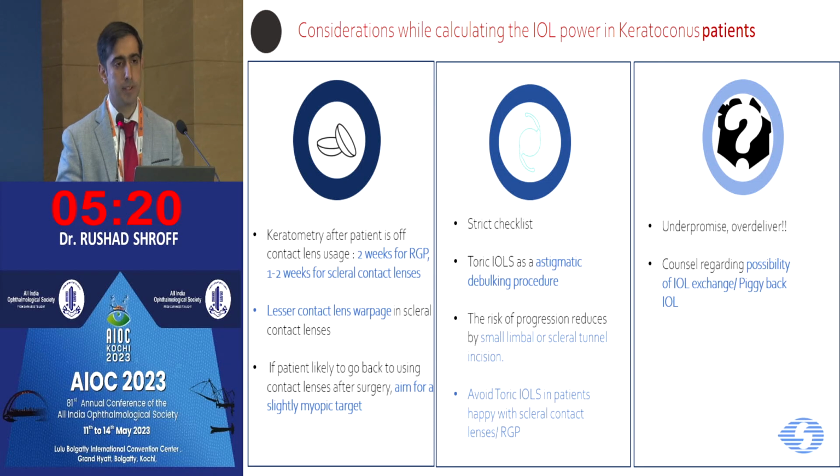As was mentioned, if there are contact lens wearers with scleral lenses also, it's better to avoid a toric IOL. You may change the axis of the alignment of the cylinder in these patients, and they may not accept that very well. You have to explain to the patient that a toric IOL is basically an astigmatic debulking procedure. It's not something that's going to get rid of the astigmatism completely, and avoid toric IOLs in patients who are happy with the scleral lenses or their RGPs. The important thing to remember is to under-promise and over-deliver, and you have to counsel them regarding possibility of IOL exchanges or piggyback IOLs.